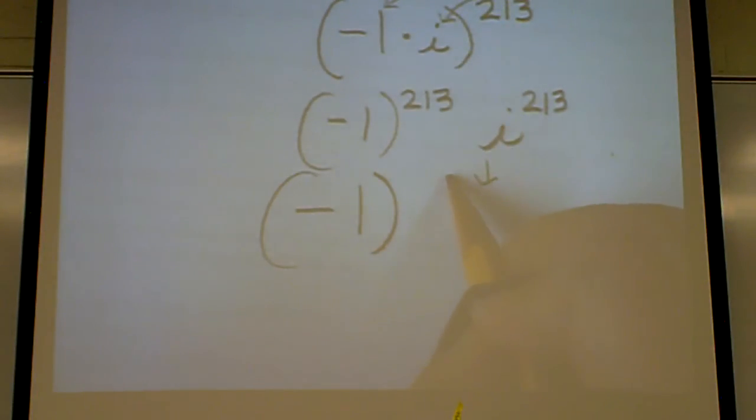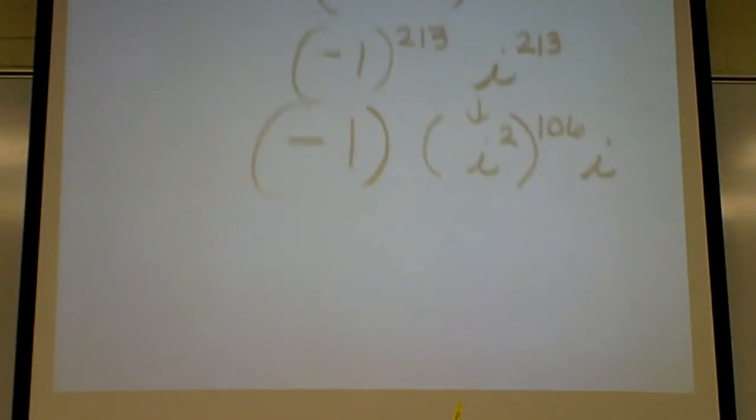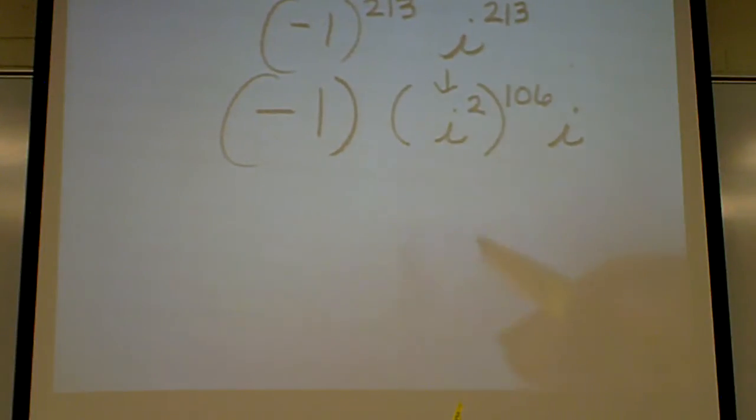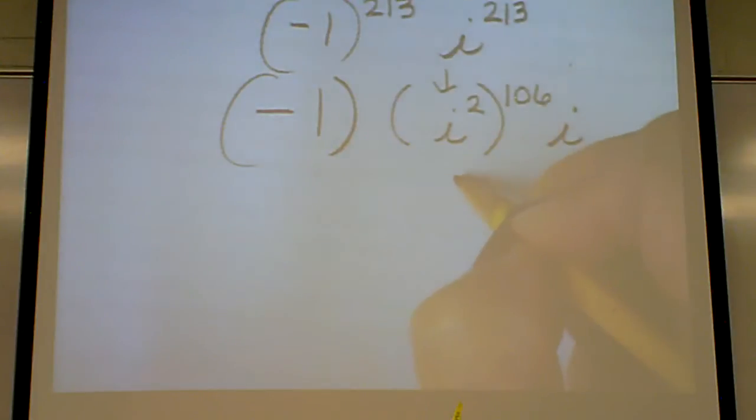Now let's mess with this piece. This piece, we're going to rewrite as i squared. How many times does 2 go into 213? 106 times. Any left over? If you're going to have anything left over, it'll be just an i. You guys with me? Now, what's another name for i squared?